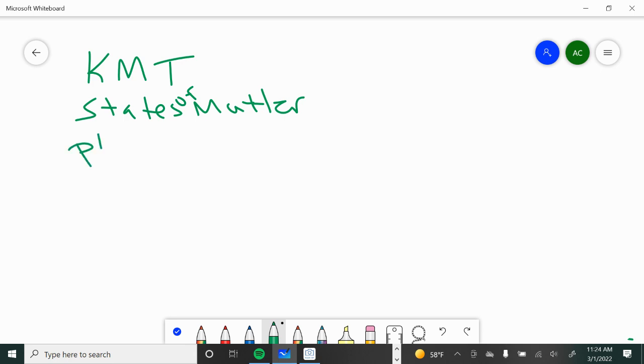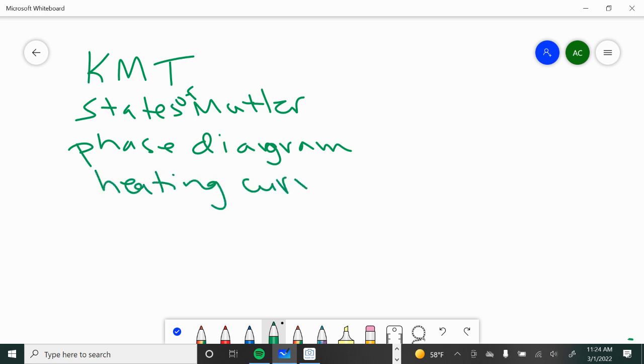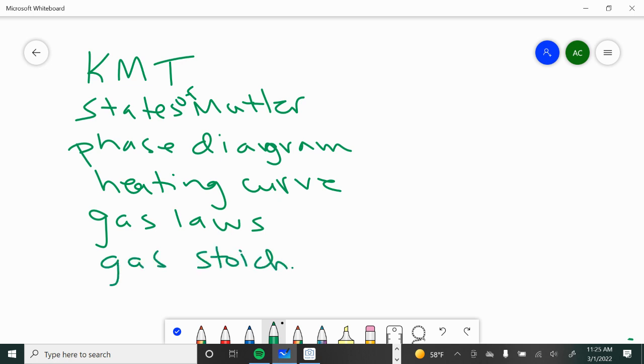States of matter, phase diagrams. You will have a phase diagram on the test. Heating curve. You will probably have questions about a heating curve. Gas laws. Gas stoichiometry. What else is there? That's kind of the main points. Seems like I had some more on there though.